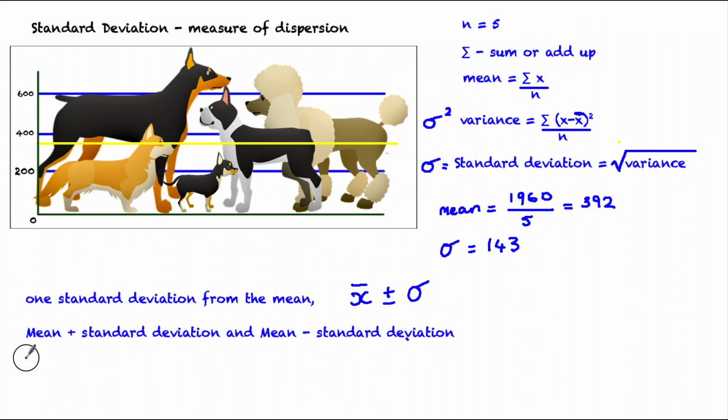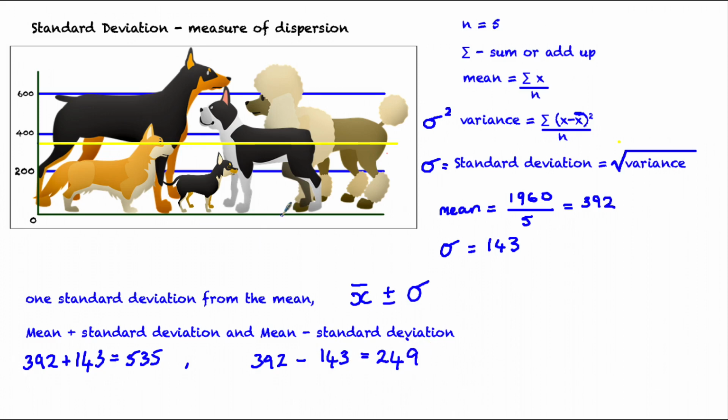So we have 392. We add on our standard deviation, 143, and our answer is 535. Also, I take the mean, 392, and I subtract the standard deviation, 143, and this gives me the result, 249. This is going to give me a band on my graph.